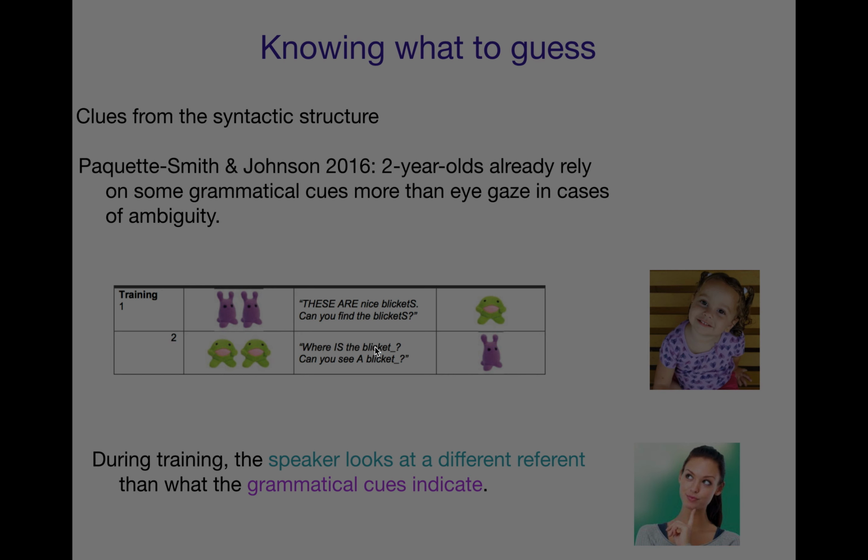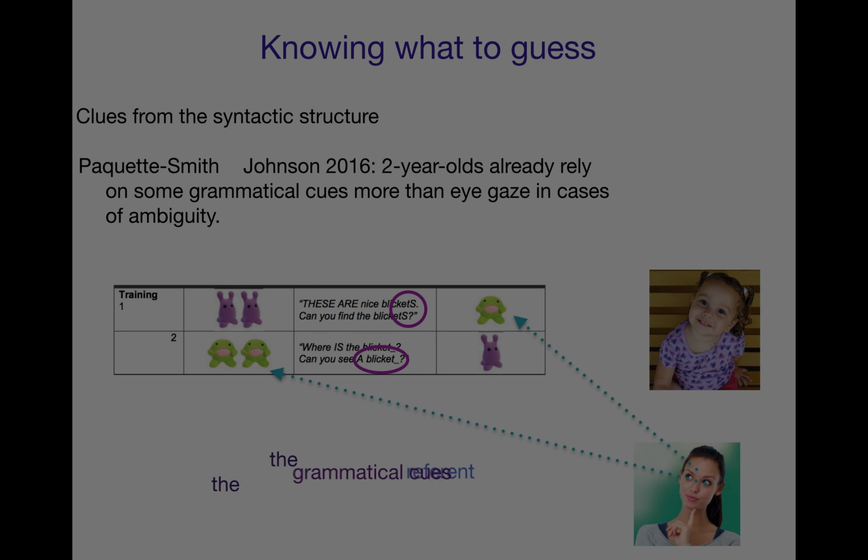So, based on the grammatical cues, the linguistic markers up here of plurality, and of singular down here, you would figure out that blicket is the purple guy, right? Whether you have two of them or one of them, even though the speaker in each of these cases was looking at the green guys, right? So that's what you would do if you were relying on linguistic cues. If instead you were relying on the eye gaze, you would think a blicket is the green guys, right? So that's what happened during training. You're saying the plural thing but looking at the singular guy, or you're saying the singular thing and looking at the plural guy. These are the cues in conflict.